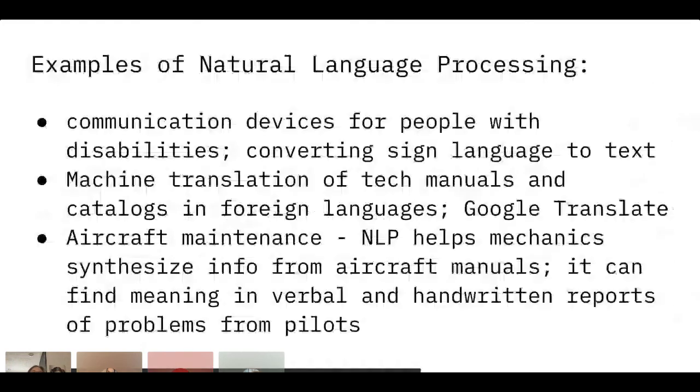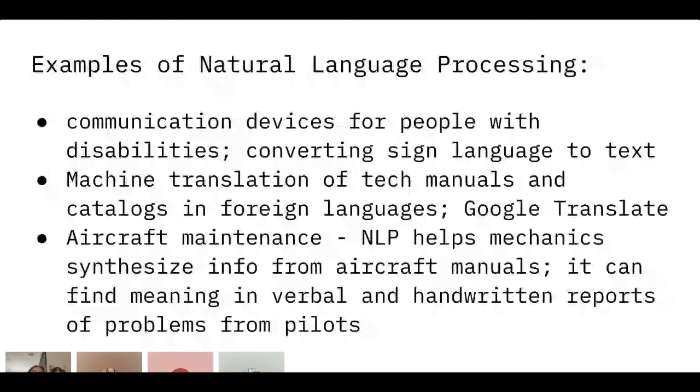So some examples of natural language processing. Communication devices for people with disabilities. You may have seen there are some devices that convert sign language to text. That's a great example. Machine translation of tech manuals and catalogs into foreign languages, using something like Google Translate, which is much more sophisticated than it was in its infancy.